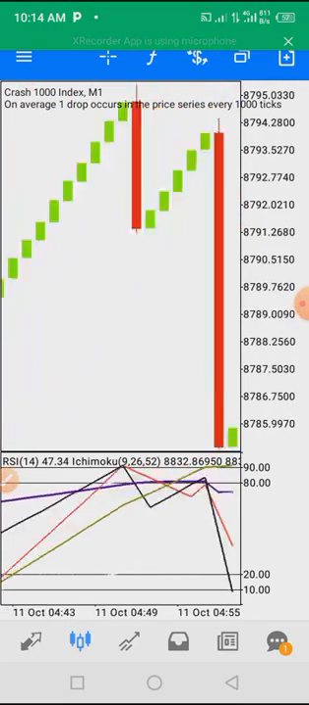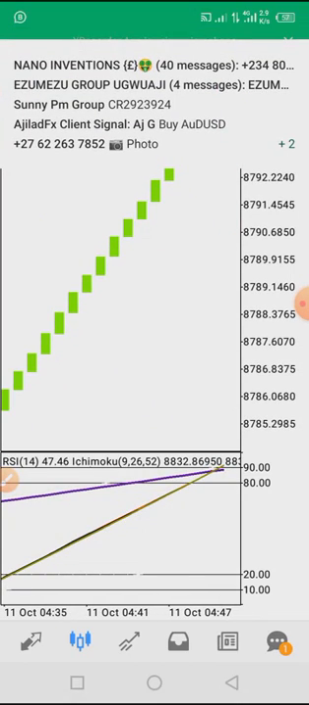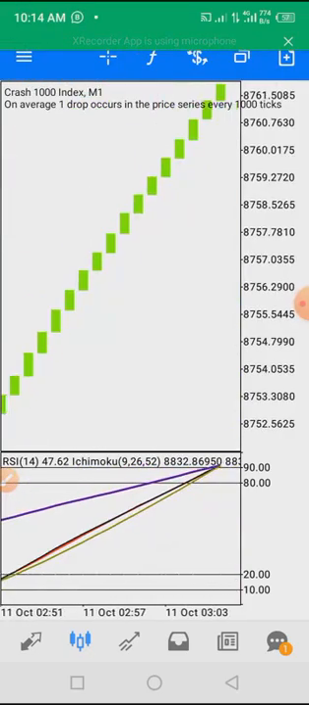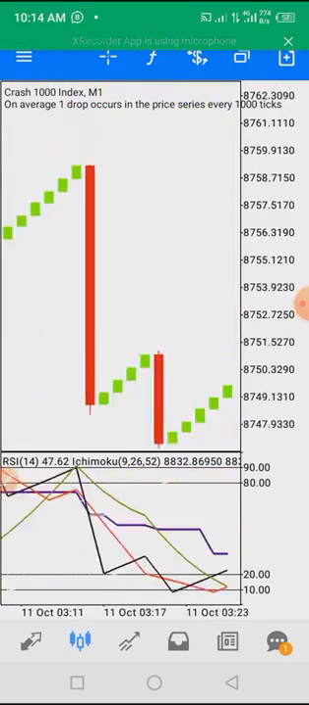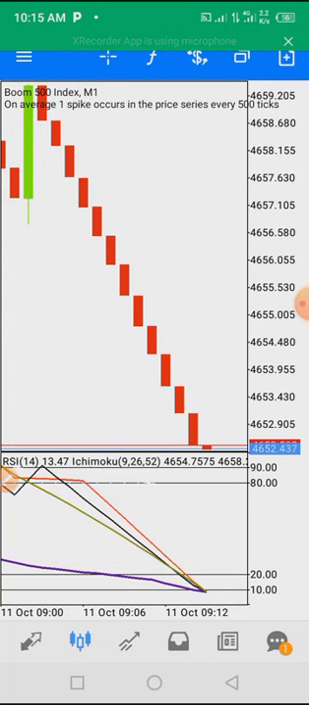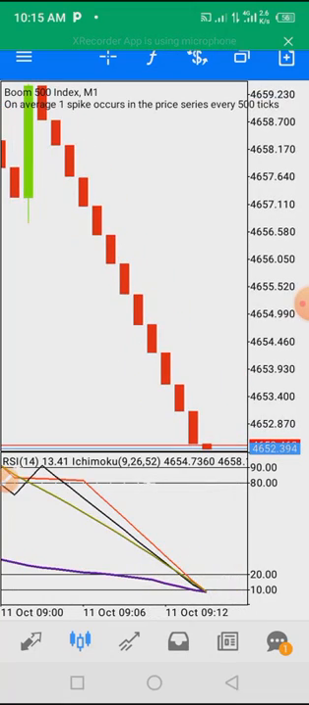So look at this one. I think here, okay, here they don't converge. Okay, they converged. They converged and they spiked. Okay. That's how it is. Look at this one. They converge. Look at the spike. So let us go for the boom market. Boom 500. Look at this one, it has converged now. Boom 500 just converged. You see, it has just converged.